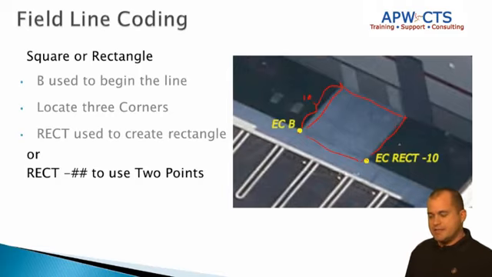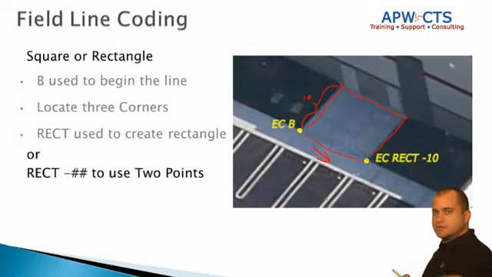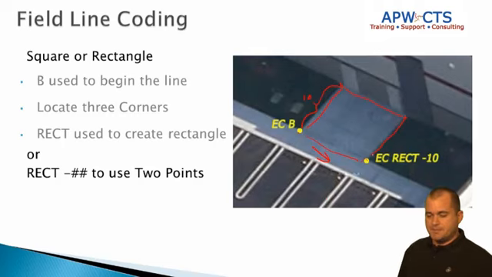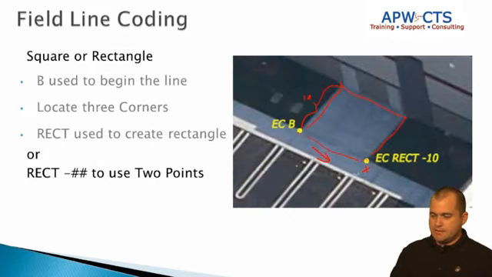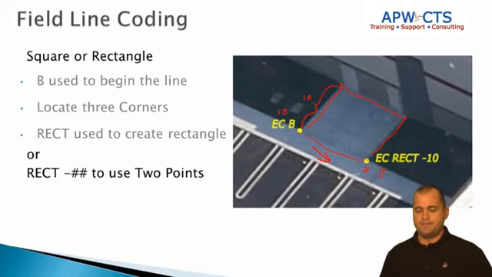Now I used a -10 because this is my direction of travel, so the information is to my left. If I was going the opposite way and I started here with my begin, then this would be my B over here, and then over here I would have my rectangle and it would be a 10. So it's going to go 10 feet to the right.